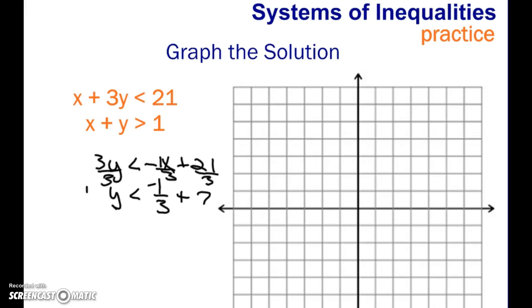Okay, so I want to graph this. So I have 7: 1, 2, 3, 4, 5, 6, 7. We have a slope of negative 1 over 3. Down 1, 1, 2, 3. Down 1, 1, 2, 3. Okay. So how do we graph it? It's less than. It's dashed. And it's below.